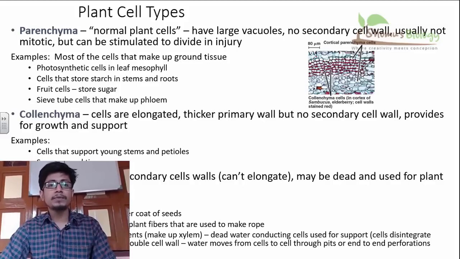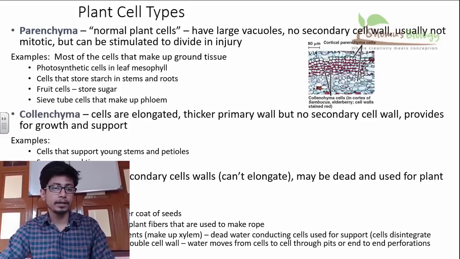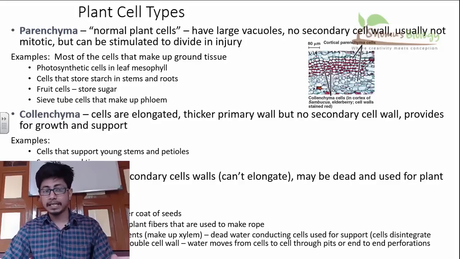Now, if you look at different types of plant cells, you will see it here. There are three major types of plant cells that we are going to talk about. One is the parenchyma cell, the second one is collenchyma, and the third one is sclerenchyma.